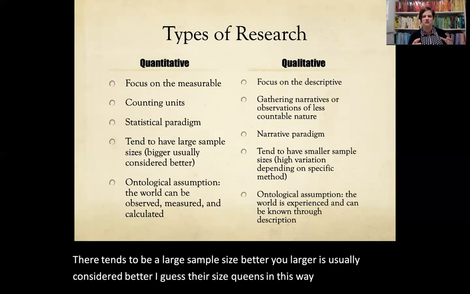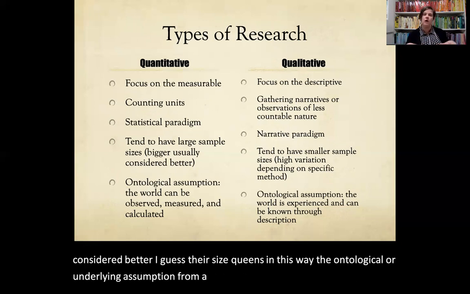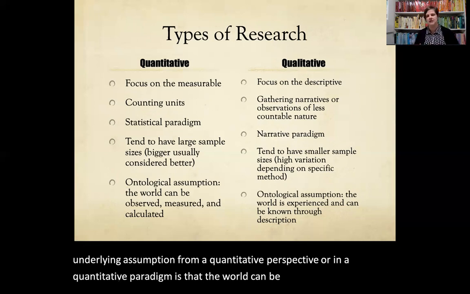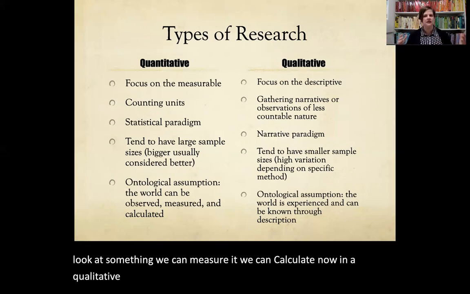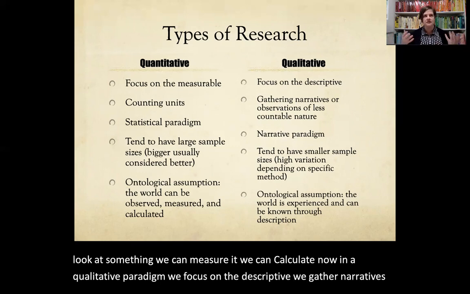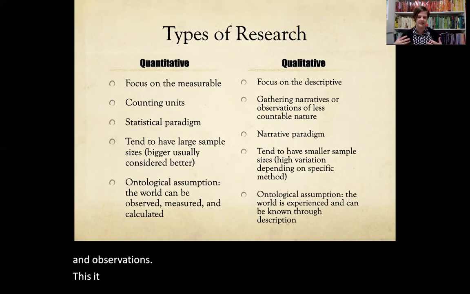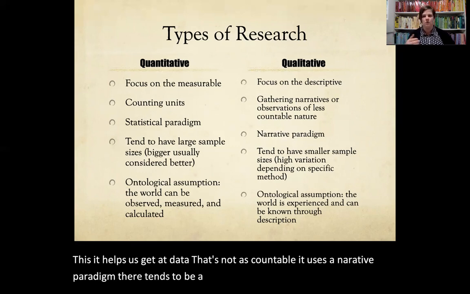The ontological, or underlying, assumption in a quantitative paradigm is that the world can be observed, that we can look at something, measure it, and calculate. Now, in a qualitative paradigm, we focus on the descriptive. We gather narratives and observations. It helps us get at data that's not as countable. It uses a narrative paradigm. There tends to be a smaller sample size, which means that there's higher variation.